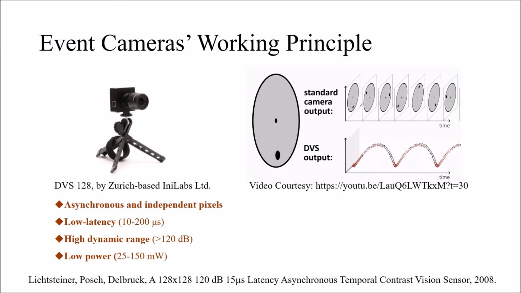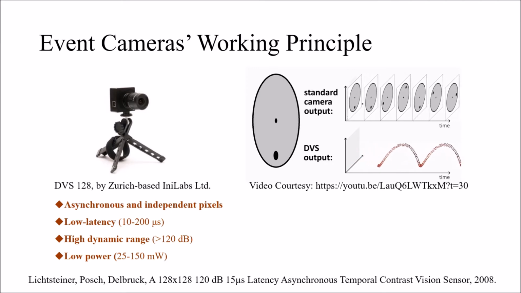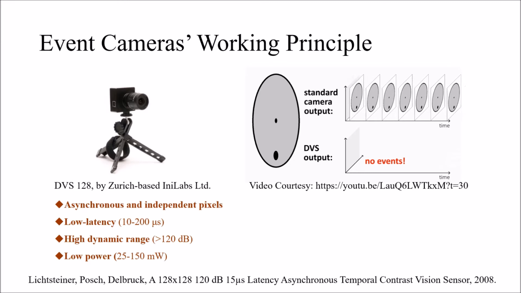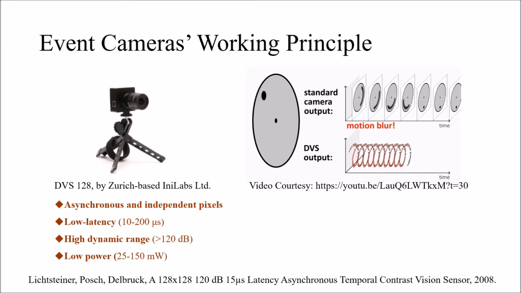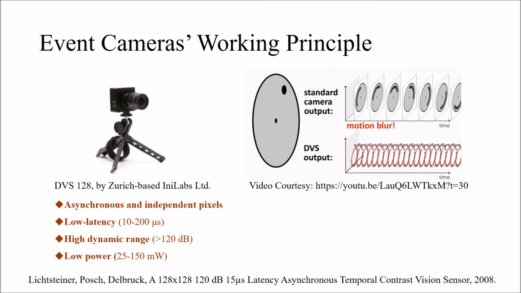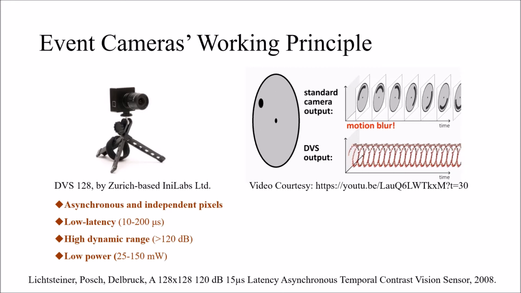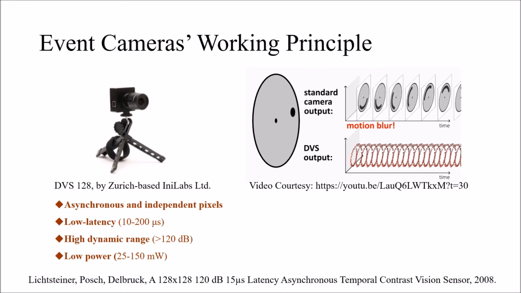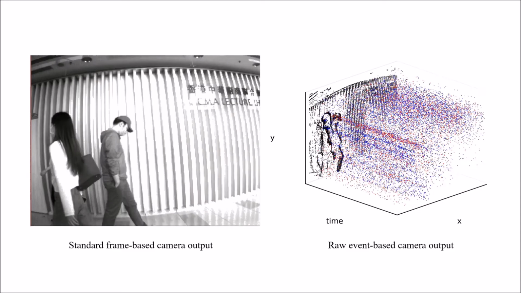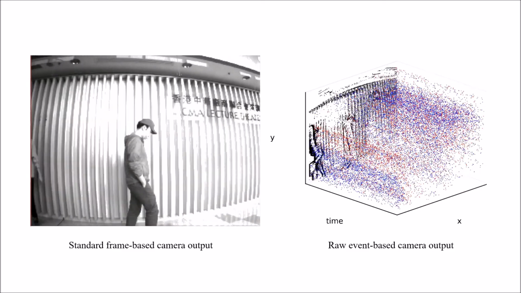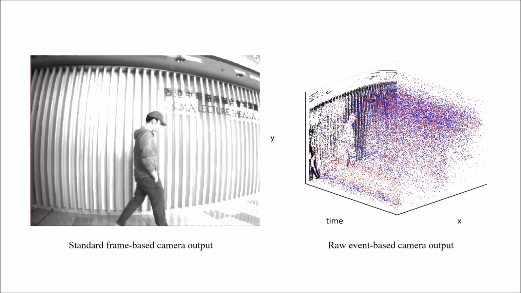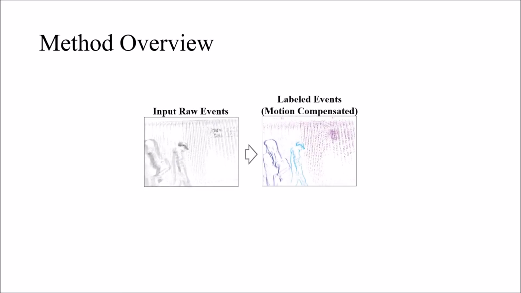They report pixel-wise intensity change asynchronously, which enables them to acquire visual information at exactly the same rate as the scene dynamics. This working principle offers potential advantages such as low latency, high temporal resolution, high dynamic range, and low power consumption. Given as input the data acquired with an event camera, the goal of this work is to develop a method that can identify independently moving objects.